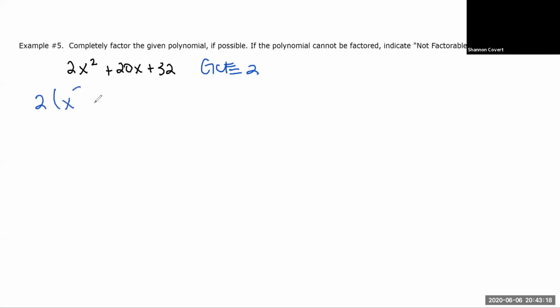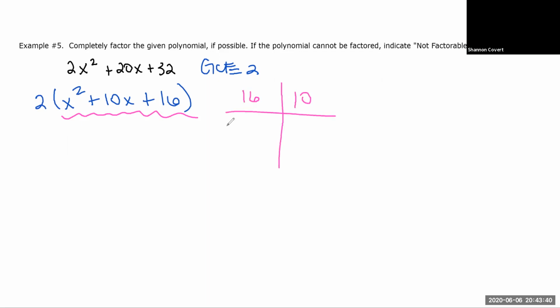That leaves me with x squared plus 10x plus 16. All right, now I may be done and I may not be done, but I can't stop here. Okay, you've got to look at this trinomial and see if it's factorable. So we're going to do the AC method. So we're going to see if we can find 2 factors of 16 that add to give us 10. So 1 times 16, 2 times 8, no 3s, but 4 times 4. So this gives me 17, this gives me 10, this gives me 8.